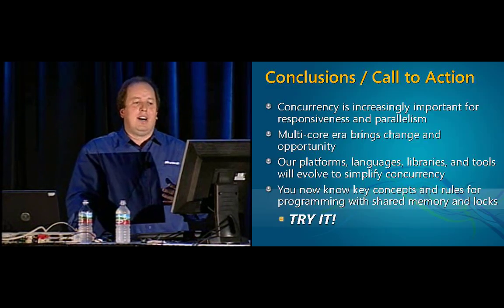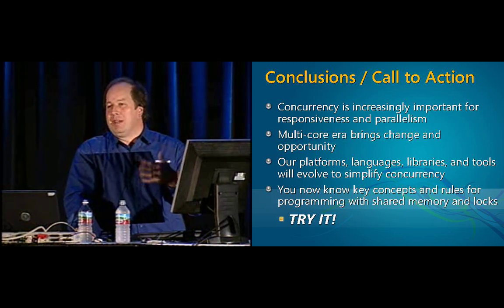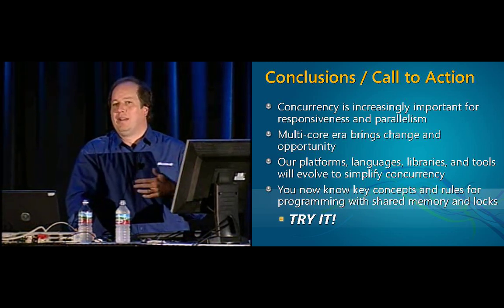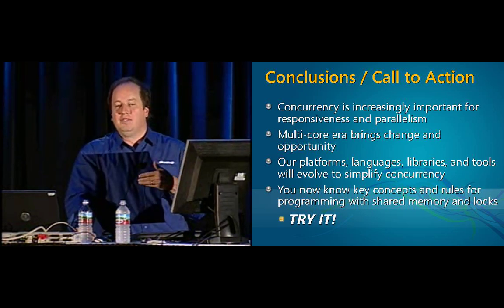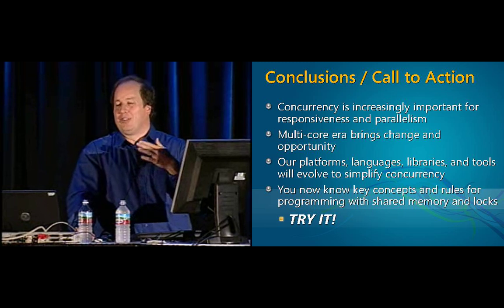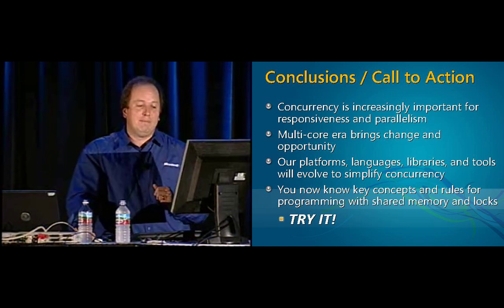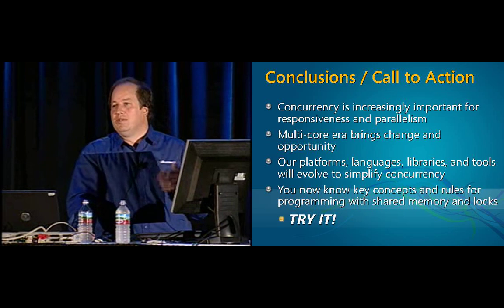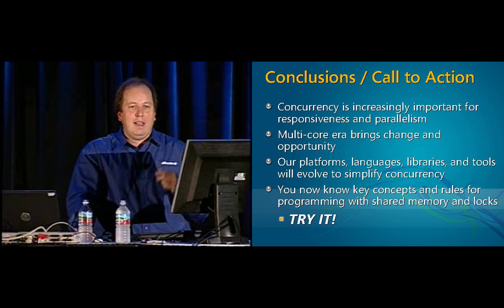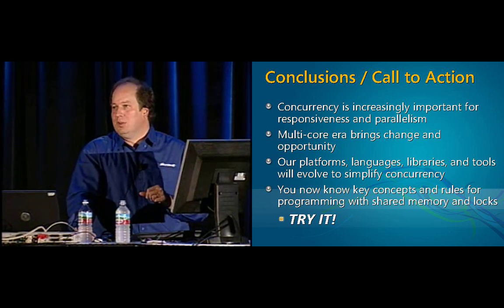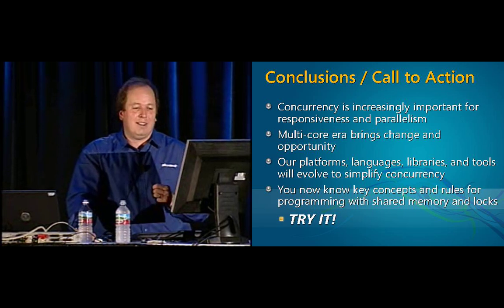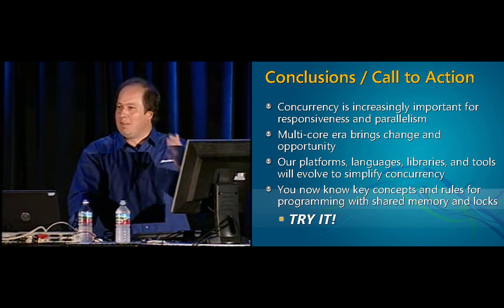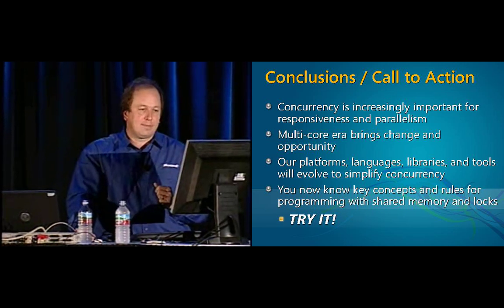So to conclude the talk, concurrency, I believe, is becoming more important for both responsiveness and parallelism in our code, particularly as the kind of hardware we run on evolves into processors that don't go any faster, but we have more and more and more of them. We're going to continue to evolve our platforms, libraries, and tools to take advantage of this, make it easy to use. And you now know some of the key concepts and rules for working with shared memory, with multi-threads, shared memory, and locks. So I encourage you to go try it. Try taking some of your code and farming it off to the thread pool.